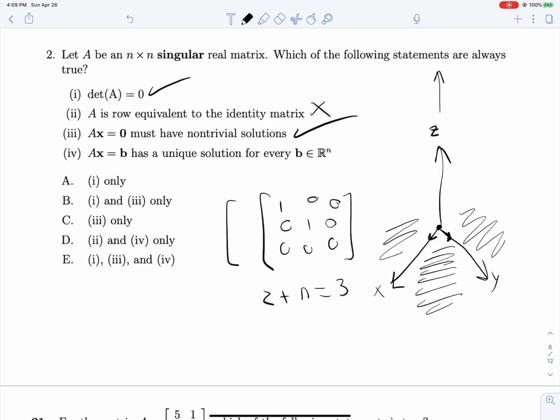Any vector up here will have its z component multiplied by 0, and so it will end up on the origin. And so if we have a b that's up here that has any non-zero value for z, it will not have a unique solution. There will be no solution for any b in Rn. And additionally, if we had a vector in the xy plane, we wouldn't have a unique solution. Still, we would have infinitely many solutions, because for every point here, there's an infinite number of z values that all got smushed down on there. So 1 and 3 should work for number 2.